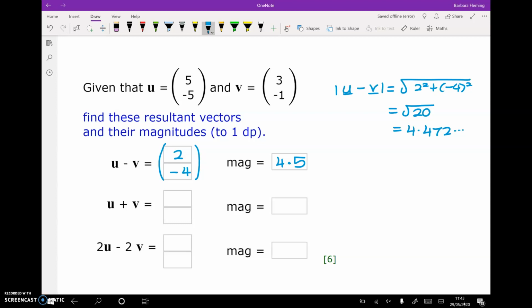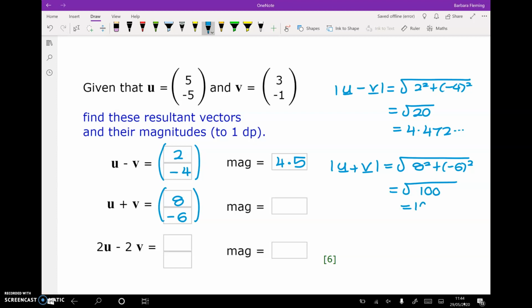U plus V, we add them this time, so 5 add 3 is 8, minus 5 add minus 1 is minus 5, take away 1, which is minus 6. Should really write that in our bracket there. And then our magnitude of U plus V is the square root of 8 squared plus -6 squared. Type it into your calculator. 8 squared plus -6 squared gives you 100, and the square root of 100 is 10.